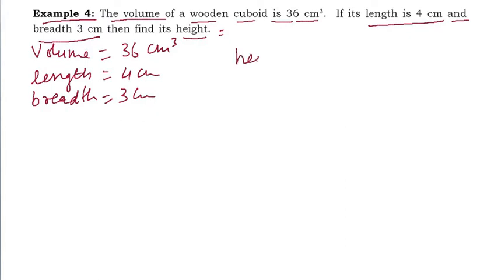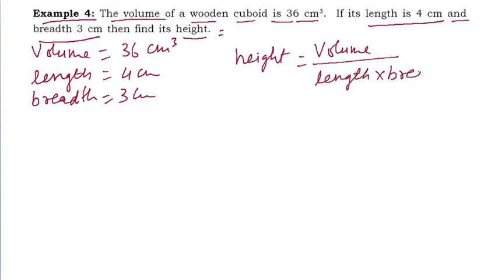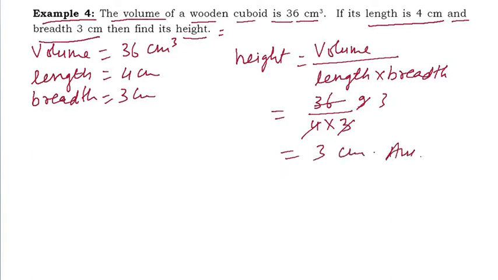Height has to be found. So we have the formula. So height is equal to volume upon length into breadth. Now put the value. Volume is 36, length is 4, and breadth is 3. So 4 nines are 36, and 3 ones are 3, and 3 threes are 6. So that is 3 centimeter, and that one is your answer.